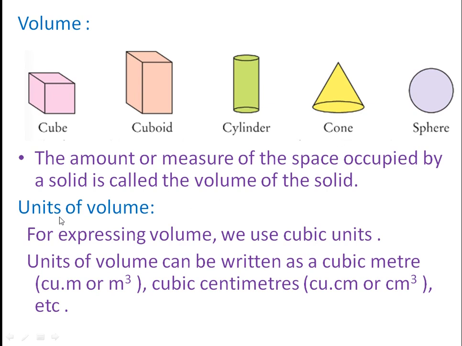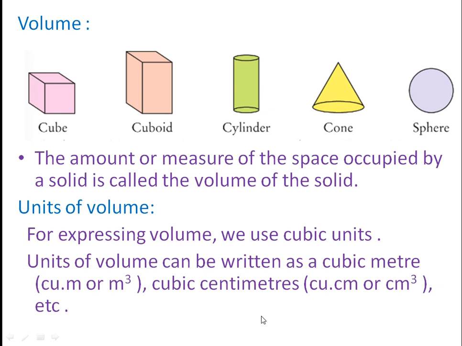See here, units of volume. For expressing volume, we use cubic units. Units of volume can be written as cubic meters like this, cu.m, or we can write like this also: cubic centimeters, cu dot cm. This is the shortcut. We should write cubic centimeters like this and cubic meters like this.